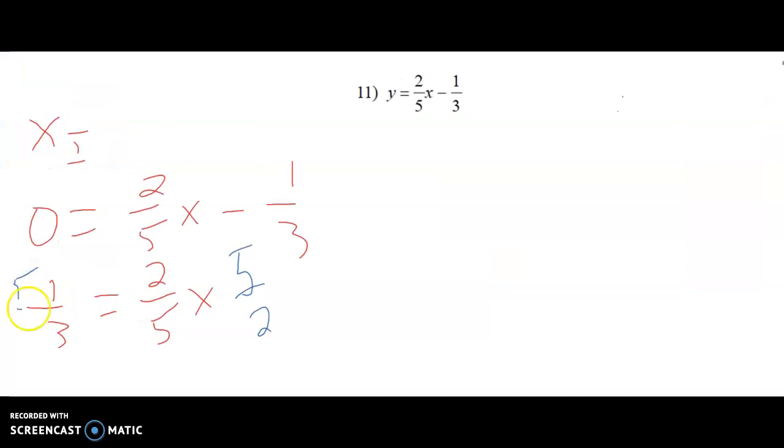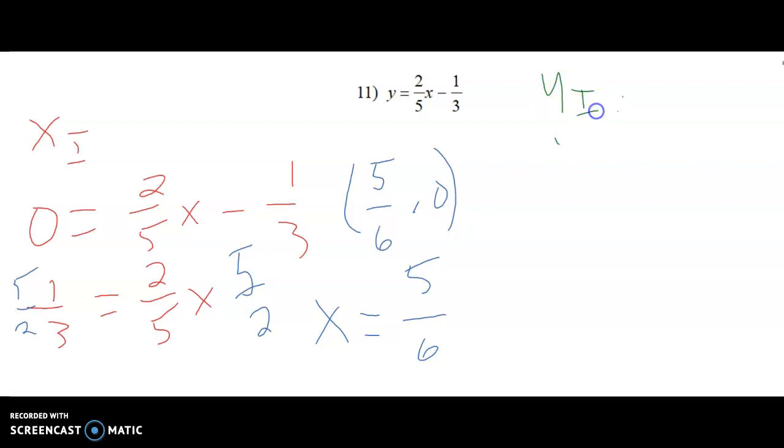Okay, when you multiply two fractions, you just multiply across the numerators and then the denominators. So x equals 5 times 1 is 5, 2 times 3 is 6. So 5 over 6, 0. That's your x-intercept.